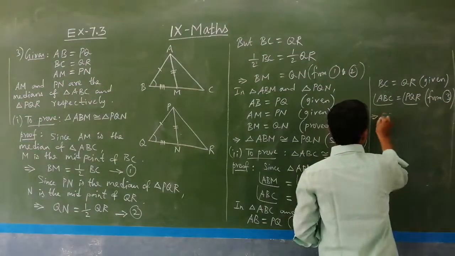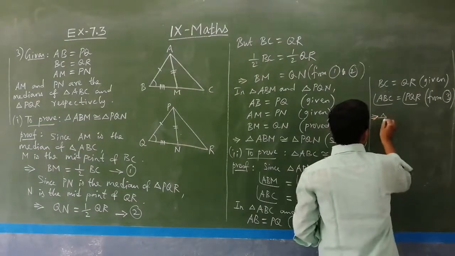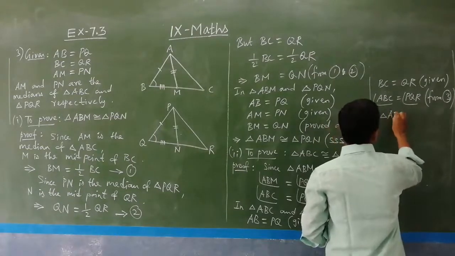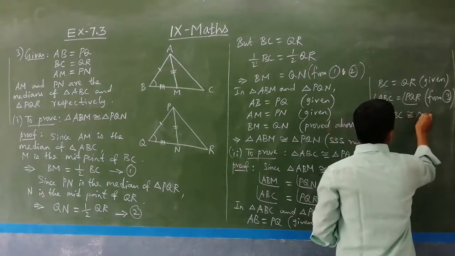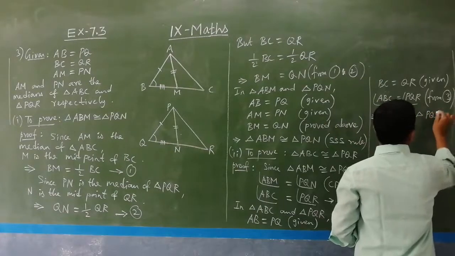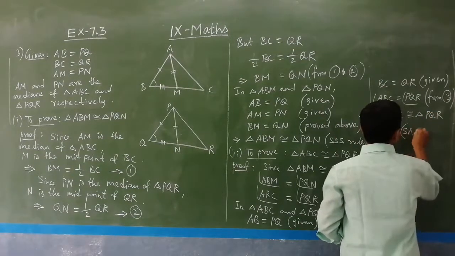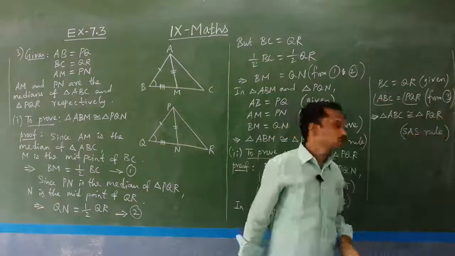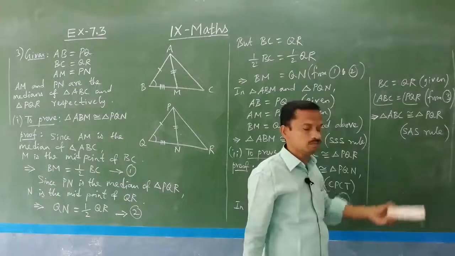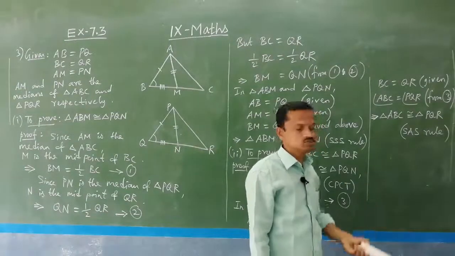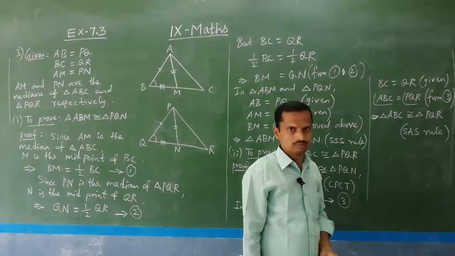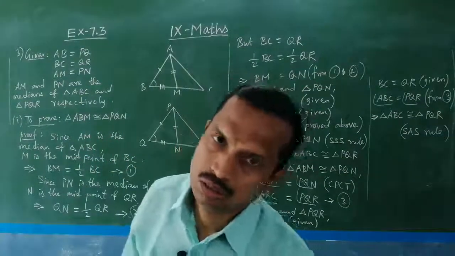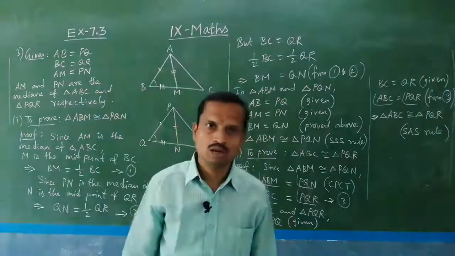This implies triangle ABC is congruent to triangle PQR. The reason is by SAS rule. You write the reason on the right side, but there is no space there, so I am writing below. So by SAS rule we can say triangle ABC is congruent to triangle PQR. So this is the way to prove, and two more sums are there. It is very easy. So you take 4 and 5 as homework.